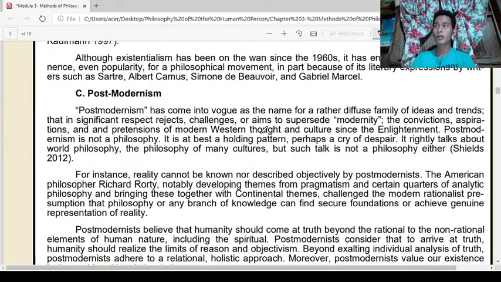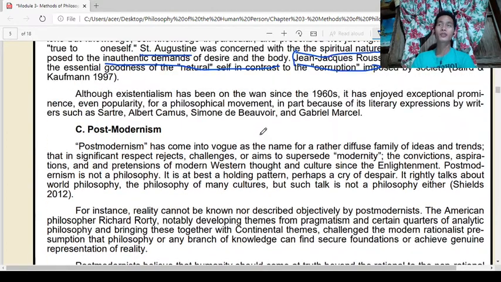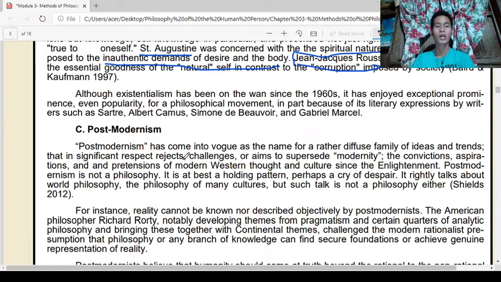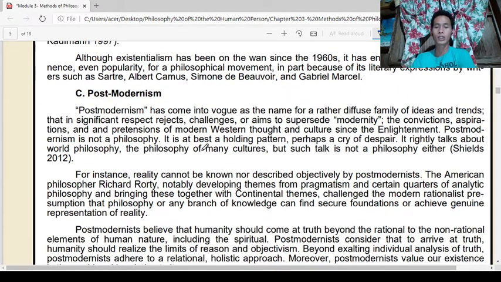Okay, aside from phenomenology and existentialism, the next method of philosophizing is postmodernism. This is the belief that the truth is not absolute. Truth is dynamic, like culture, diba? Postmodernism focuses on culture. Postmodernism has come into vogue as a name for a rather diffuse family of ideas and trends that in significant respects rejects, challenges, or aims to supersede modernity, the convictions, aspirations, and the pretensions of the modern Western thought and culture since the Enlightenment period.